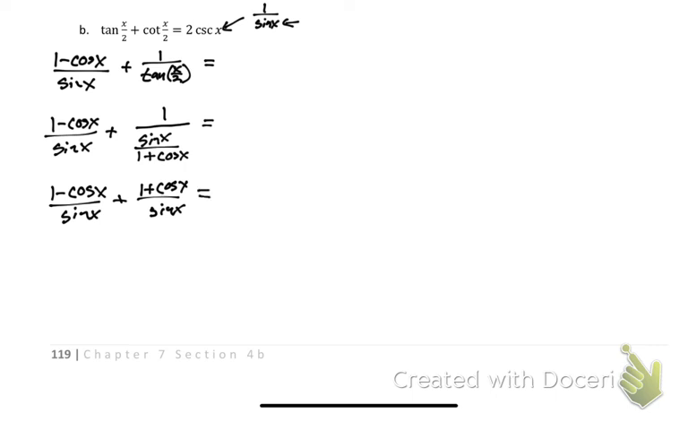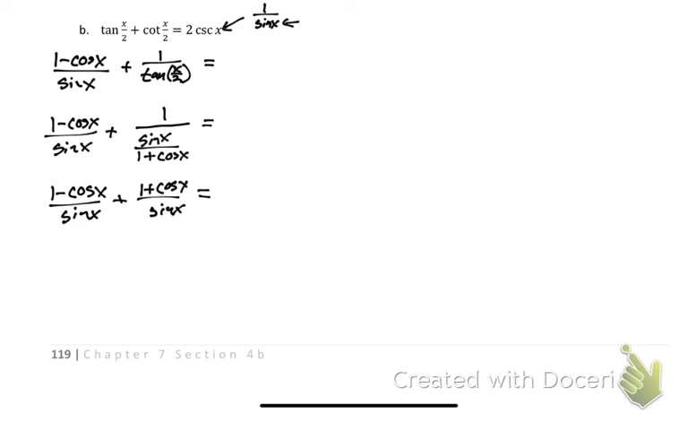Pretty much keep, change, flip. That's all 1 over something does. If you have 1 over anything, it flips it automatically. That's all 1 over does to anything. 1 over 1/3 becomes 3 over 1. It flips that fraction.